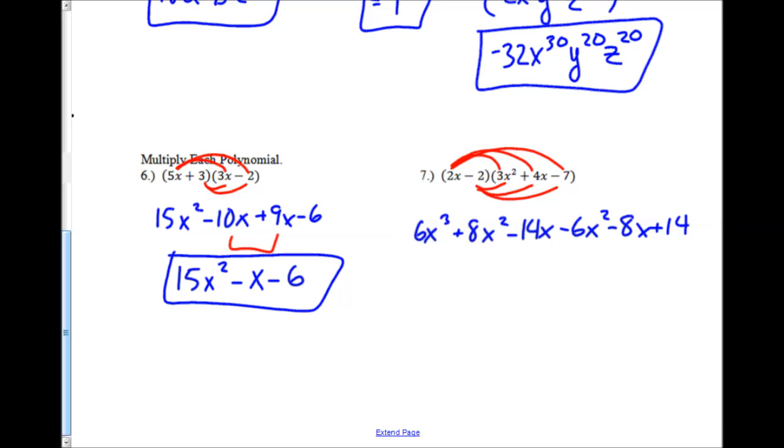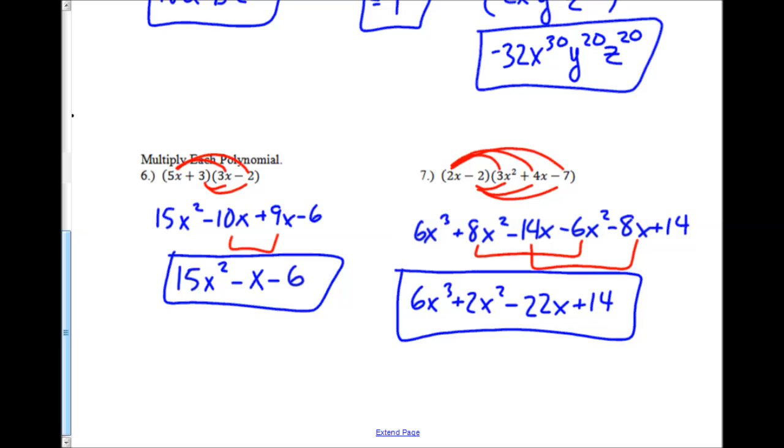And now I combine like terms once again. I've got the x squareds and the x values, so I've got a 6x cubed plus 2x squared minus what looks like a 22x plus 14. And that's it.